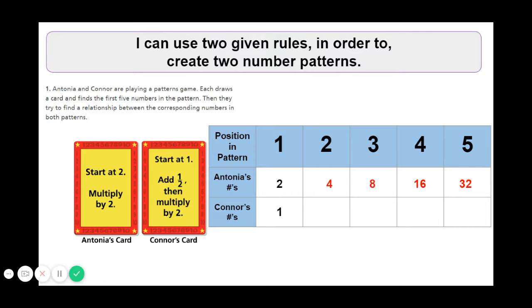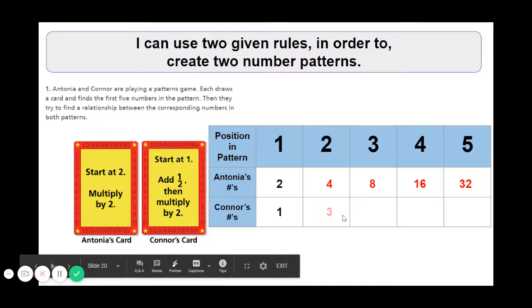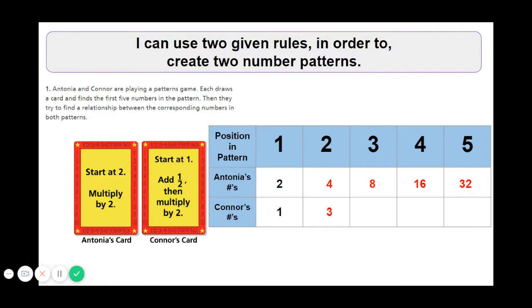So I have 1.5 plus 1.5. That's the same thing as multiplying by 2. So 1 plus 1 is 2. I then have 2 halves that create another whole. So his second draw is going to be 3. And I have to continue the pattern. 3 plus 1/2 is 3.5.